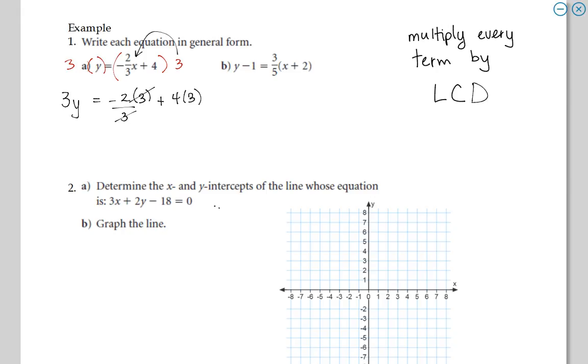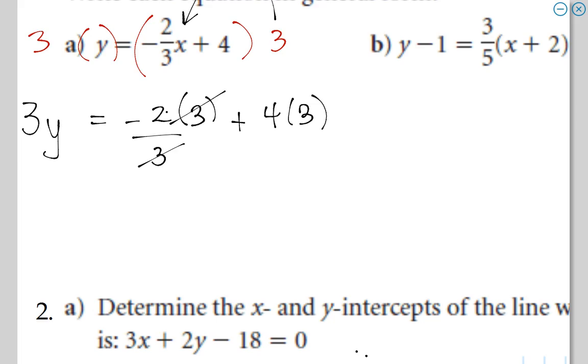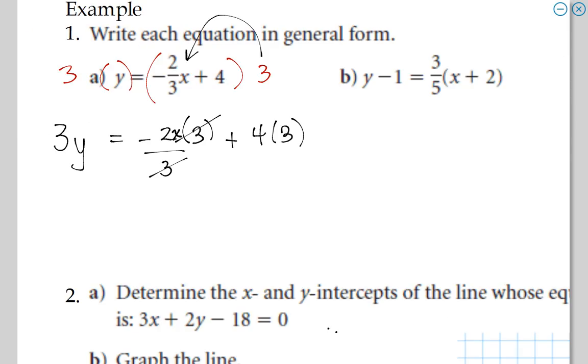Okay, so what do we got here? Oh, what am I missing here? I feel like I screwed up here. What am I missing? The x. Yeah, the x is still in there. Okay, so we got 3y minus 2x plus 12. Does anybody have any questions about that? 3 goes in there, cancels that 3, you're just left with minus 2. 3 goes in there, times the 4, and you get 12.